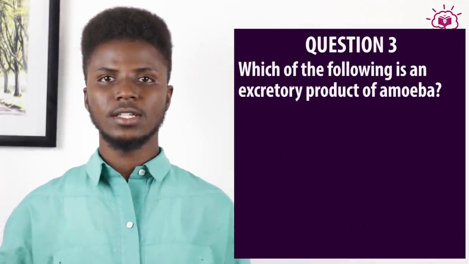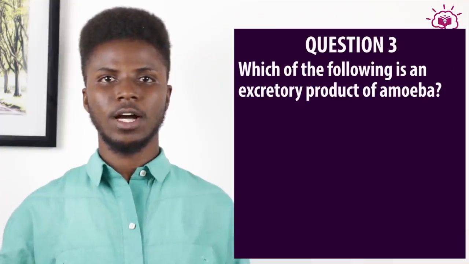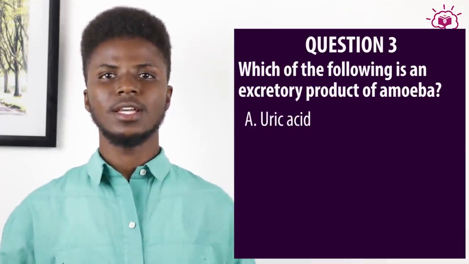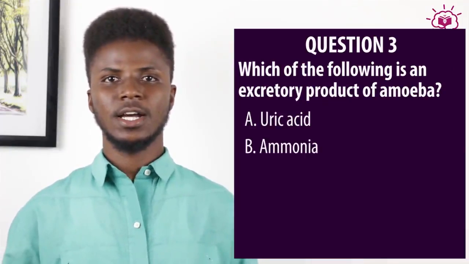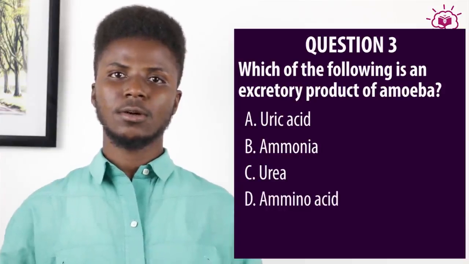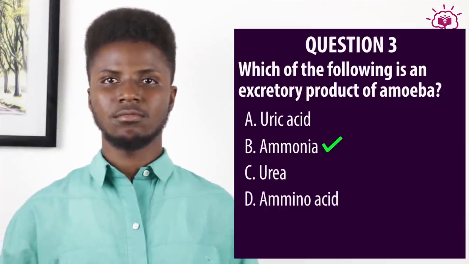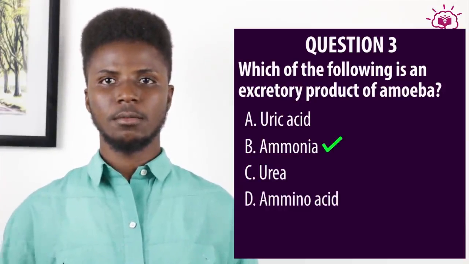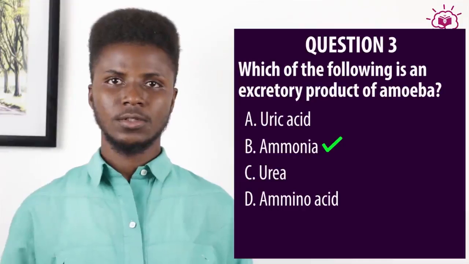The next question states, which of the following is the excretory product of amoeba? And the options are A. Uric acid, B. Ammonia, C. Urea, and D. Amino acid. The correct option is B. Ammonia. Ammonia is the waste product released by the amoeba. Now, the next question.